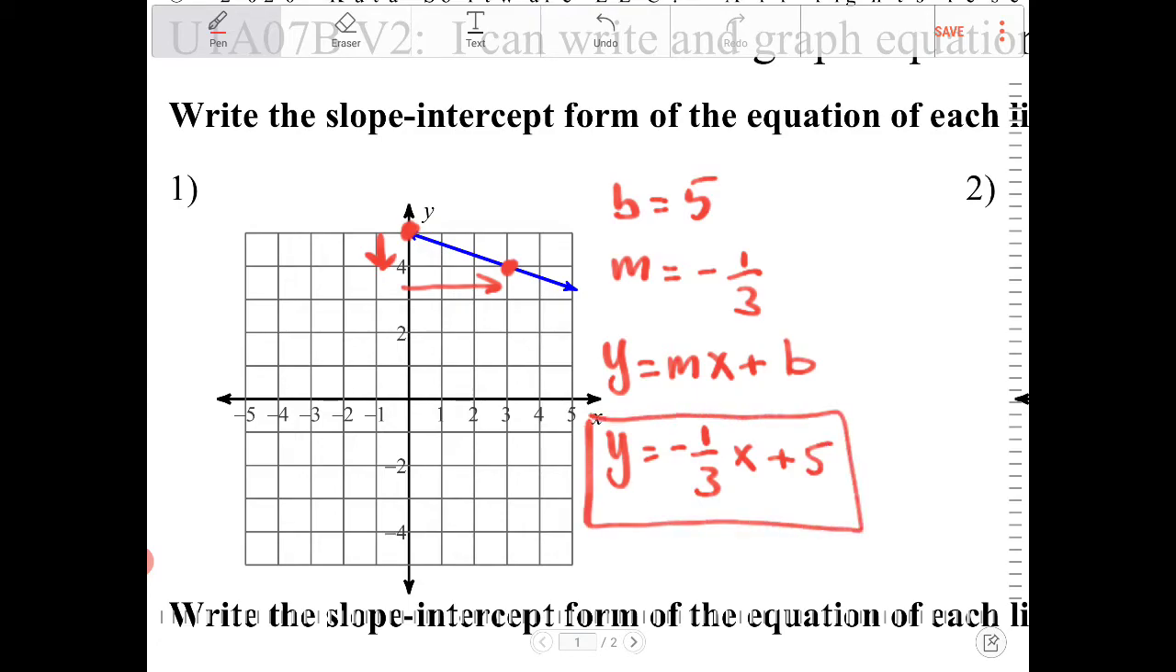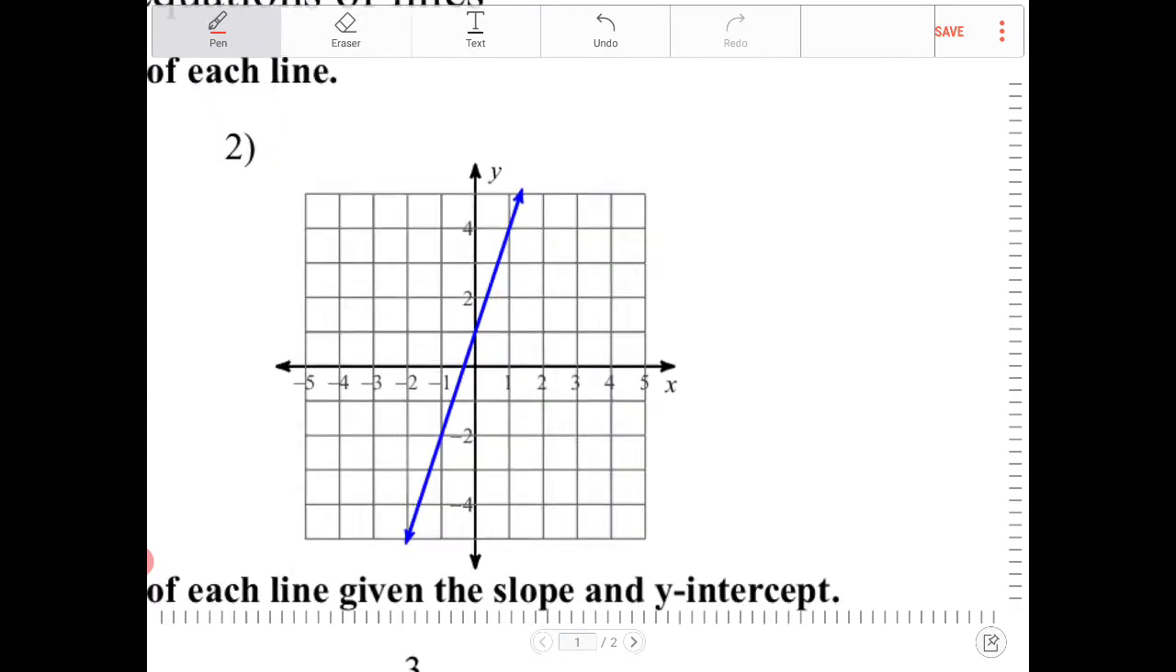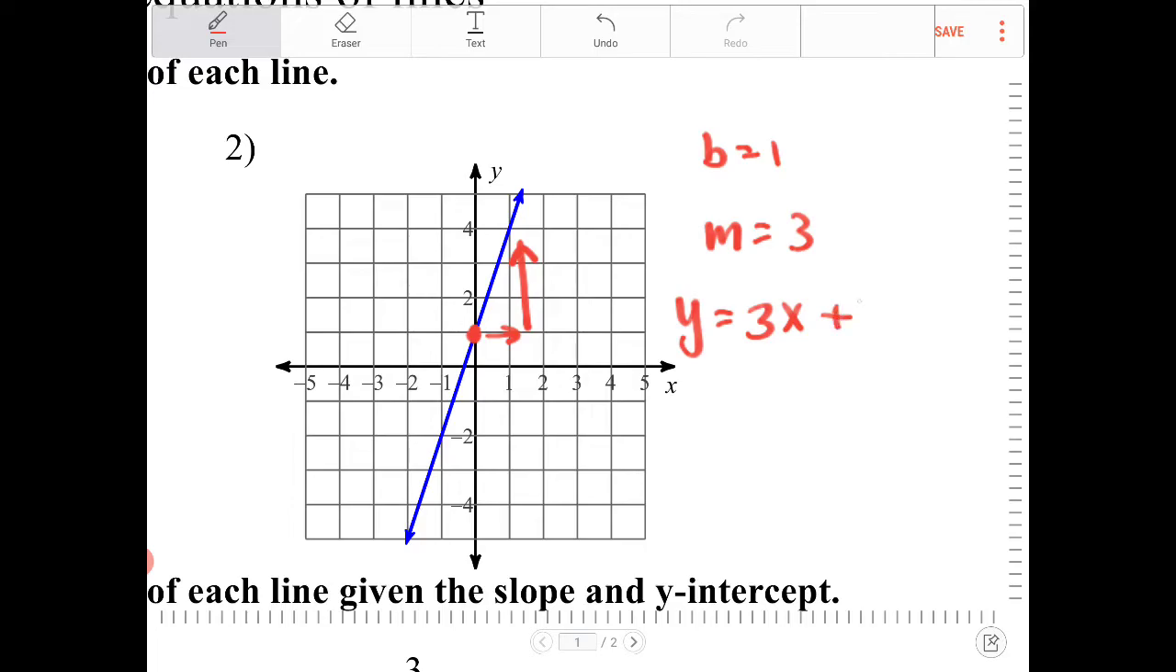There you go. Moving on, question 2. I see here that the y-intercept is 1. And here in this case, I'm going over 1 and up 3. So therefore, the slope is 3 over 1, or just 3. So the equation of the line will be y equals 3x plus 1.